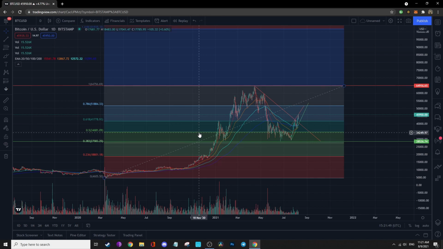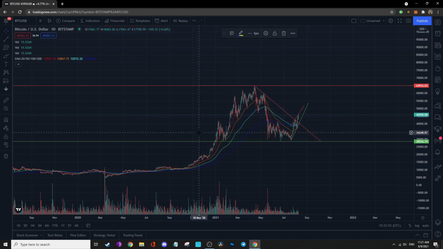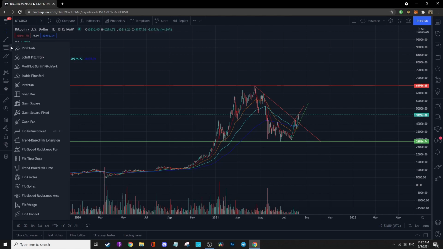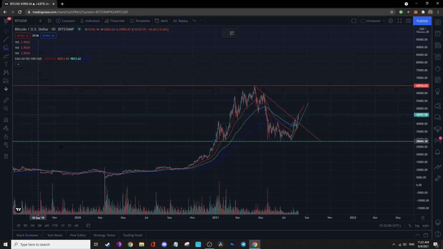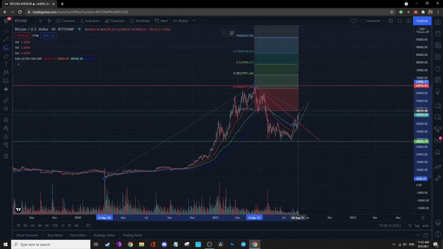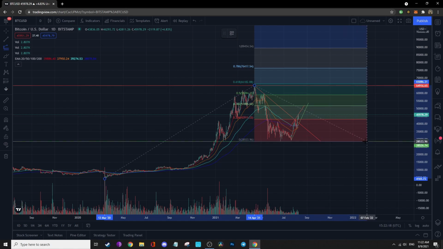Now, if you want to take Fibonacci to the next level, you can draw some trend-based Fibonacci, which I love to use a lot because I found this to be quite accurate in my opinion. So what I do is I go up here, I click on trend-based Fib extension. Now, the way this works is it's another Fibonacci, but it's going to give you more levels to look at. So you're going to click at the bottom of the movement. You're going to draw it to the top of the movement, and then you're going to draw it towards the retracement.